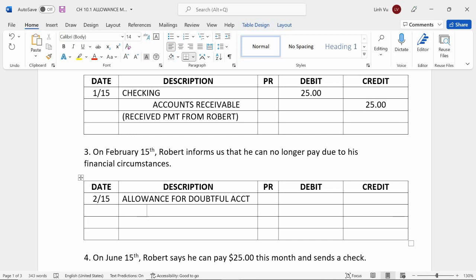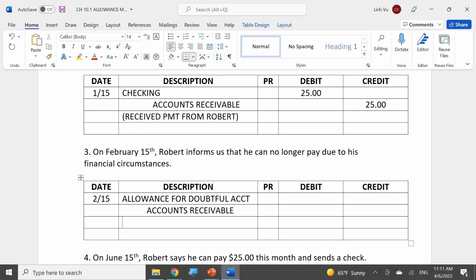If he's not paying for the stuff that he owes, you're gonna freeze his account. So how do you freeze his account? You gotta put it into a placeholder account called the allowance for doubtful accounts, and you're gonna remove that from the accounts receivable. Because remember, the accounts receivable account includes everybody that owes you money. So in this case, you're only singling out Robert, and you're going to freeze his account.